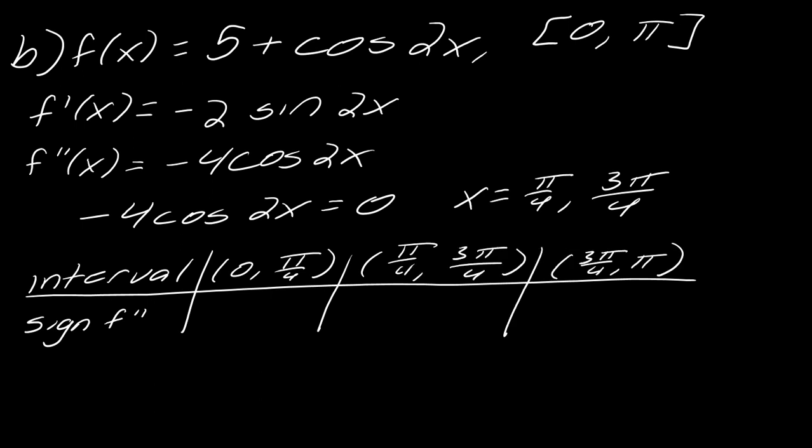Okay, and as I choose my test points, I'll also show you what you should have gotten for your signs for the various test points. You should have gone from concave down to concave up to concave down. Now, in the interest of time, I'm not going to write out what your concave up and concave down intervals are. I don't want to make this video too long, but you would state that you have concave down from 0 to pi over 4 and from 3 pi over 4 to pi, and then you'd be concave up from pi over 4 to 3 pi over 4.